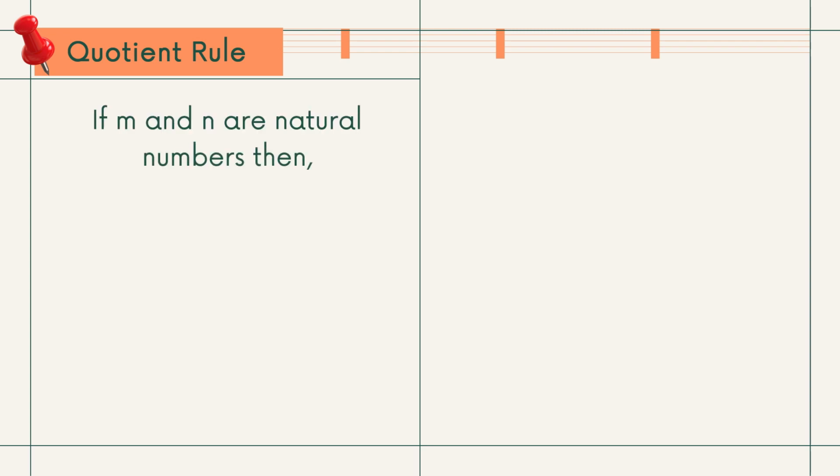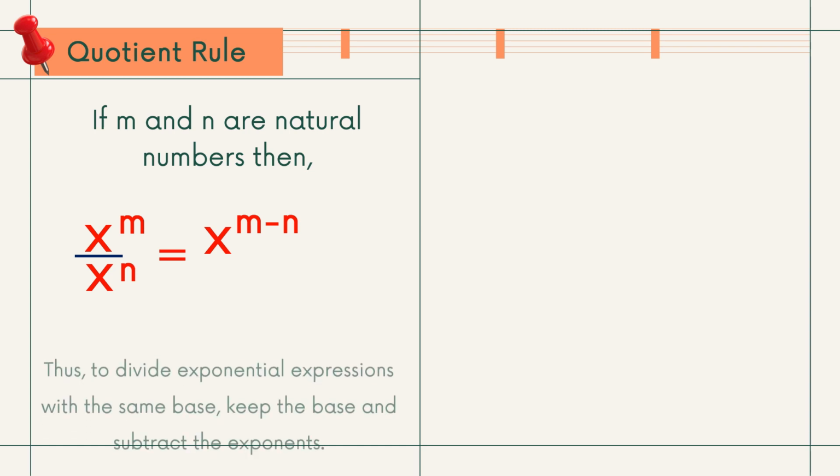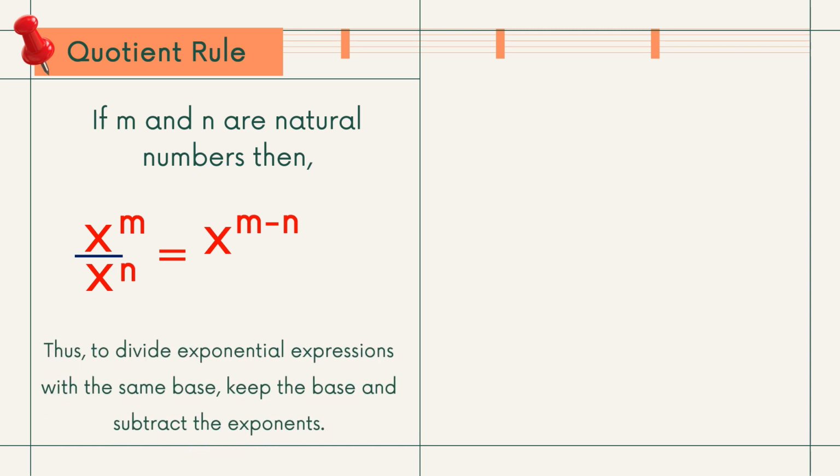And now, let's proceed to the second property of exponent, which is the quotient rule. And it says that if m and n are natural numbers, then x to the m divided by x to the n is equal to x to the m minus n. Thus, to divide exponential expressions with the same base, keep the base and subtract the exponents. So, let's try some examples.